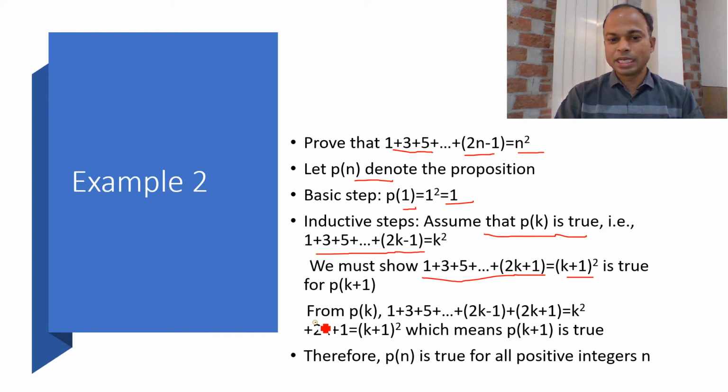And from Pk, we can write 1 plus 3 plus 5 up to 2k minus 1. This is 2k minus 1, and if we replace k with k plus 1, the next term will be 2k plus 1. Up to this we have k square, and the next term is 2k plus 1. So we write k square plus 2k plus 1, and this equals k plus 1 square. So we have proved it for k plus 1. So we can say that it is true for Pn also. So in this way, we can prove this example.